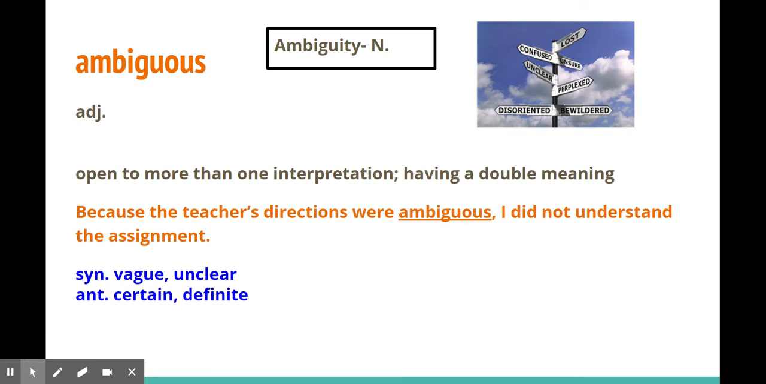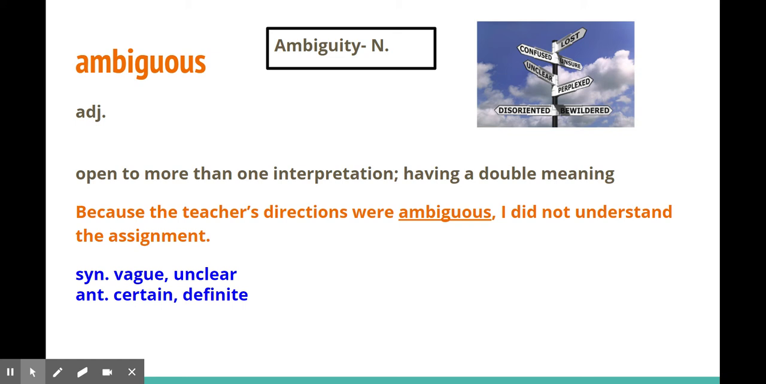Ambiguous. Ambiguous is an adjective. Adjectives describe nouns and pronouns, and it means open to more than one interpretation, having a double meaning. So if something is unclear, that's one of the adjectives or synonyms, or vague, we can describe it as ambiguous. If you get directions to drive somewhere, but you aren't told very clear directions, you could say that they were ambiguous. The noun is ambiguity.